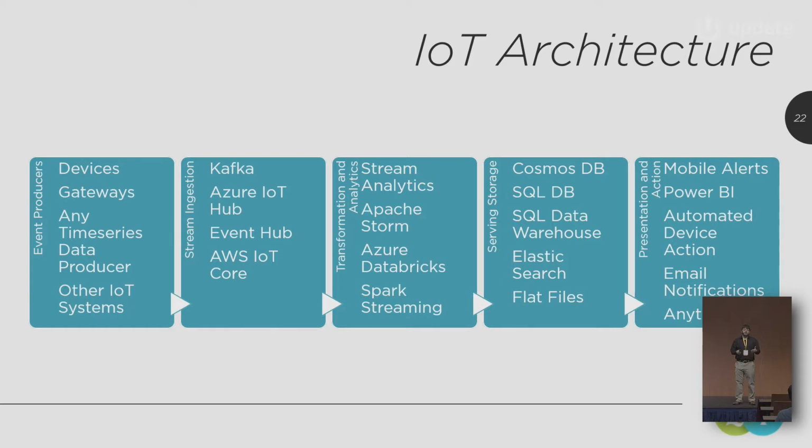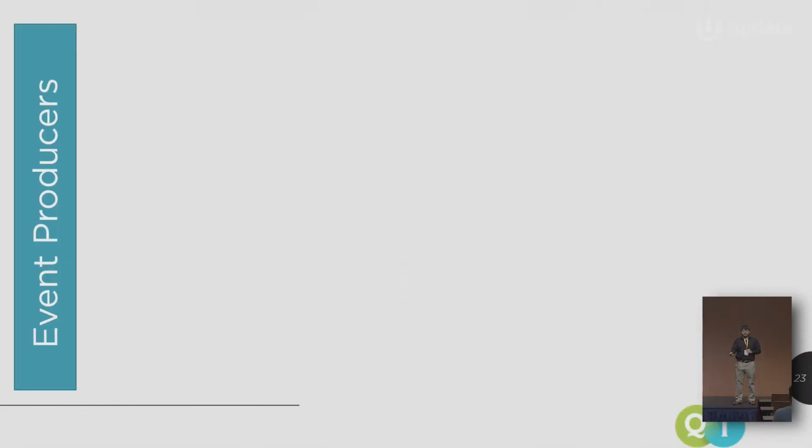And then finally, you've got data, you've transformed data, you've saved data, now you're going to use data. As that data comes in, you can put it into mobile alerts, you can put it into a dashboard in Power BI, or automated device actions. So if this device says the temperature's too high, turn off the thing over there that could explode, that kind of stuff.